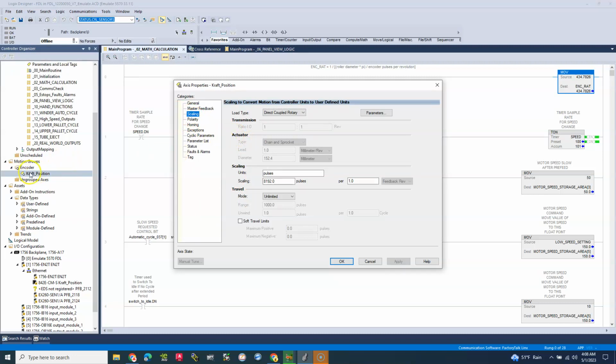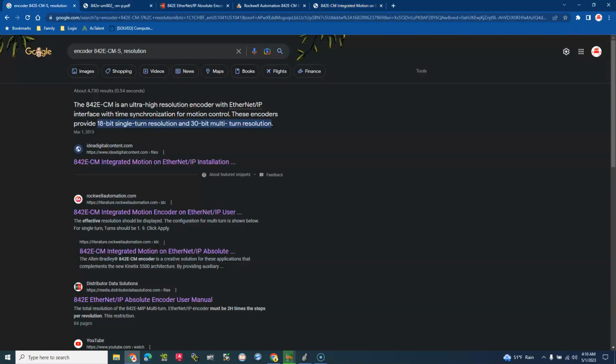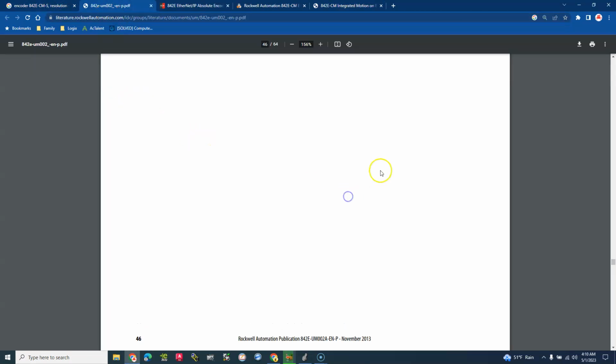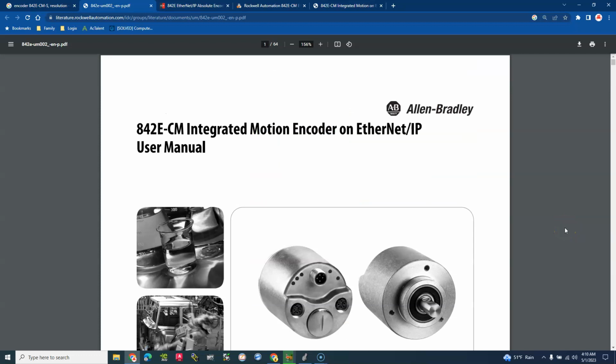All right, so we have an encoder put into our program, and in our program we have 8,192 pulses per revolution. But let's look at something here. I know what the encoder is on this one, in this particular project. Let's go up here. All right, it's an 842E-CM absolute integrated motion encoder.